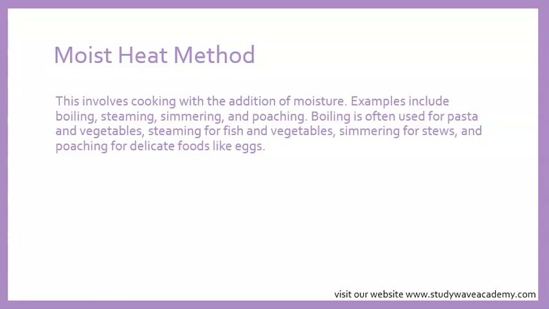Then we looked at the dry heat method. It involves techniques like baking, roasting, grilling, and frying without adding moisture, right? Then lastly, we looked at moist heat method. It involves using water or steam for cooking, and the techniques include boiling, steaming, simmering, and poaching, right? So we understood everything on today's lesson. Okay, that is good.